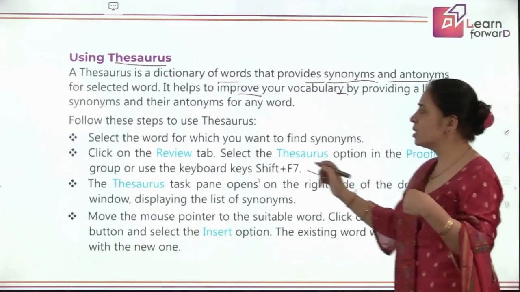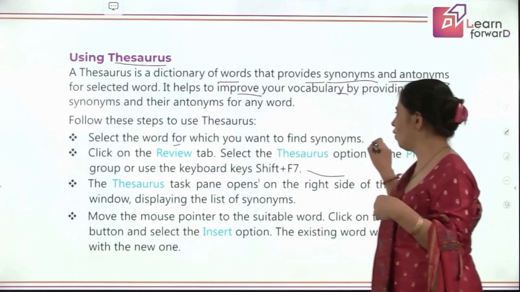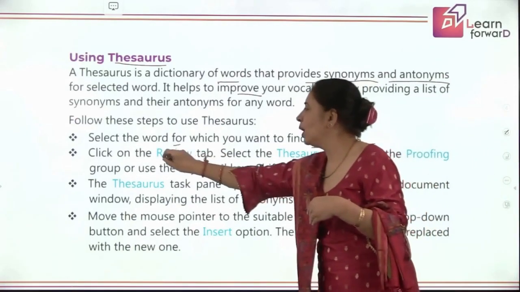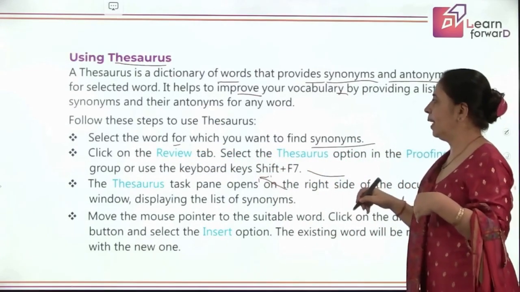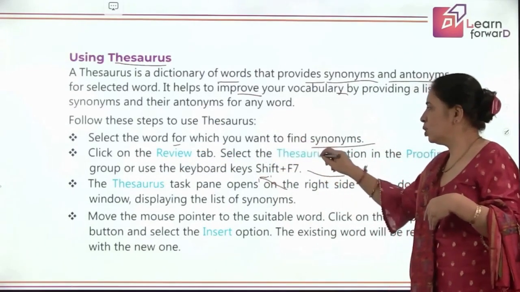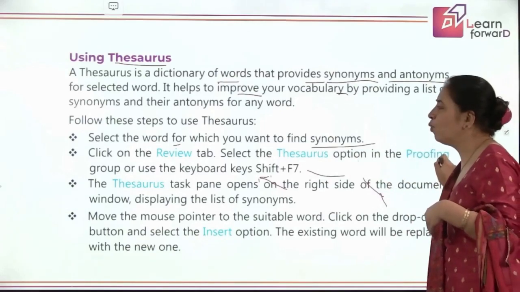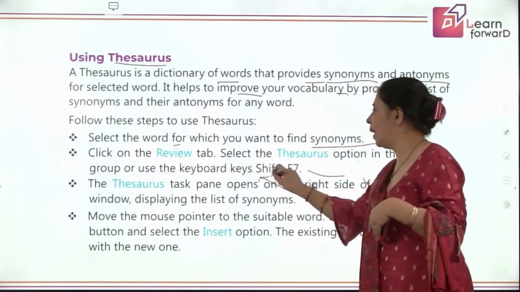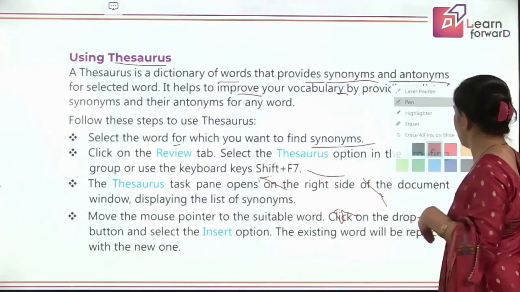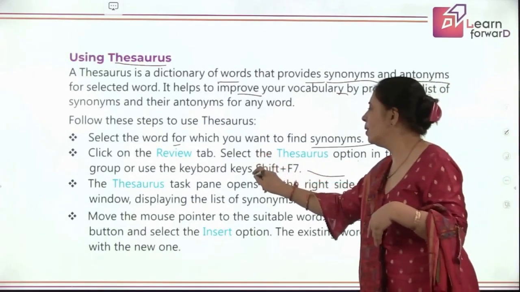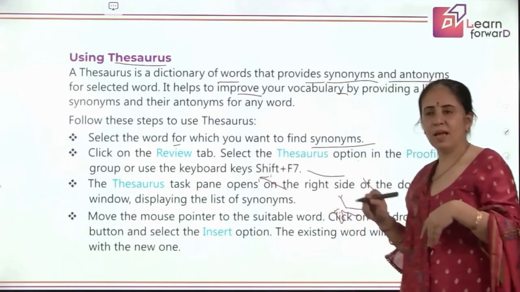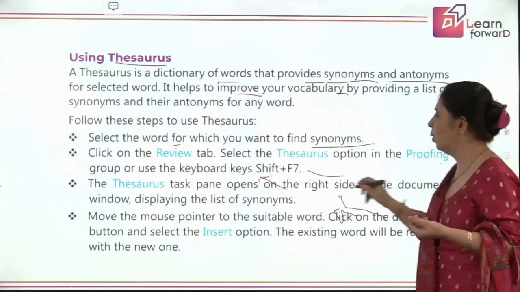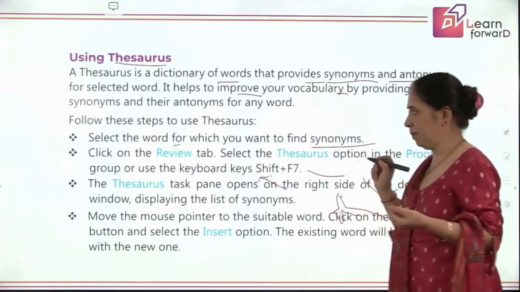So just select the word for which you want to find the synonym and then click on the Review tab. Then select the Thesaurus option in the Proofing group. Or you can even use a shortcut, that is Shift plus F7. So remember, just clicking Shift plus F7 could help you to get the different suggestions. Okay, this has to be remembered.